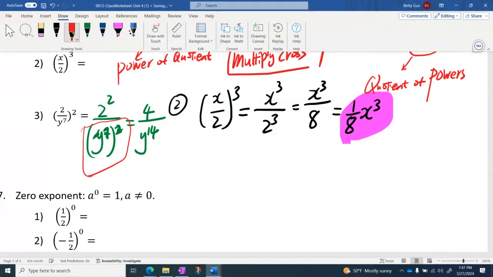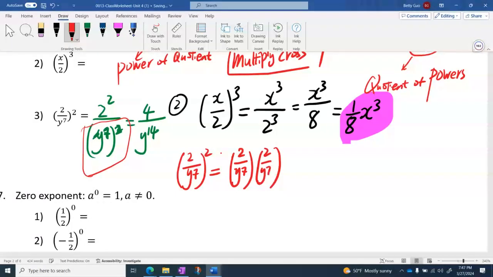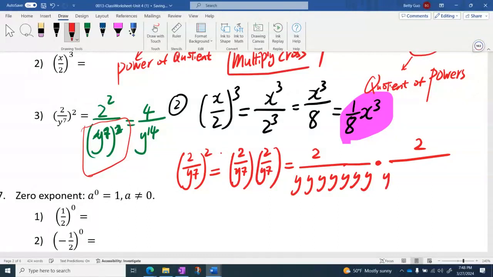Again, if you really don't understand what's going on, you can just use the definition of exponential expressions. So basically, you are looking at a square, and the base is used twice in the square, right? So it's 2 over y to the power 7, times 2 over y to the power 7, 1, 2, 3, 4, 5, 6, 7. And then you multiply all together.